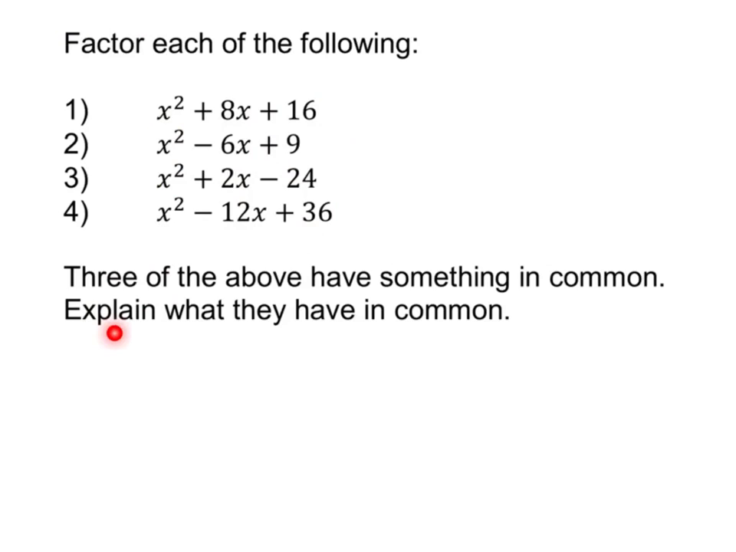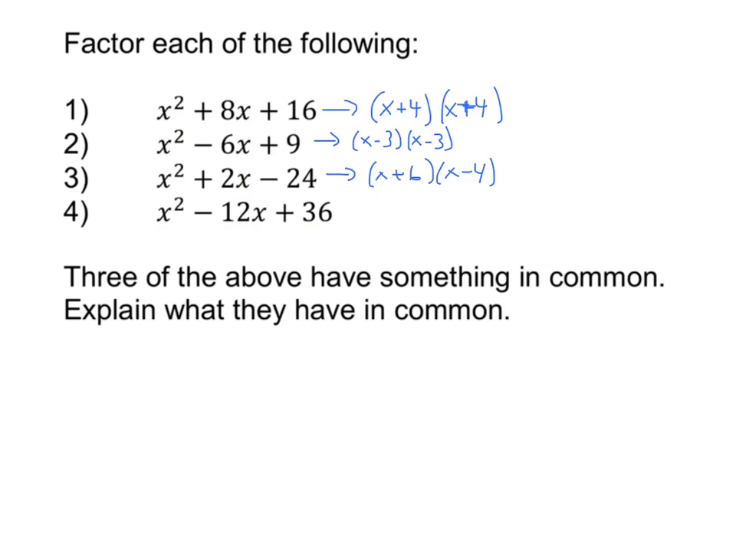So if you factor these correctly, here's what you should have gotten. For the first one, you should have x plus 4 times x plus 4. Oops, that should be a plus sign here. The second one should be x minus 3 times x minus 3. The third one is x plus 6 times x minus 4. The fourth one, if you did this correctly, is x minus 6 times x minus 6.